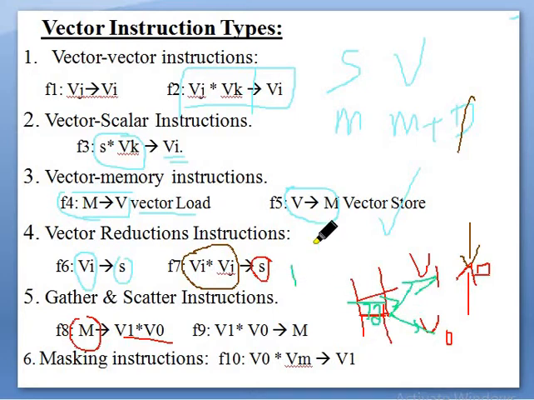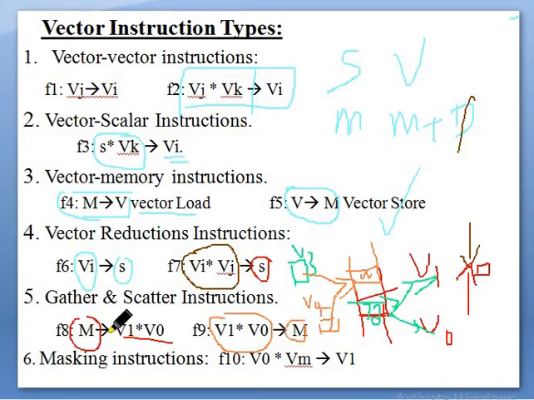What do you mean by gather? See here, there is one vector v3 and v4. Okay, this is v4. Now both will come and their effect is stored here, somewhere here. That is called gather. So the effect is gathered. That is, the effect of v1 and v0 is stored in the memory, is called gather. Scatter means from memory, multiple copies are given, the same copy given to multiple vectors.